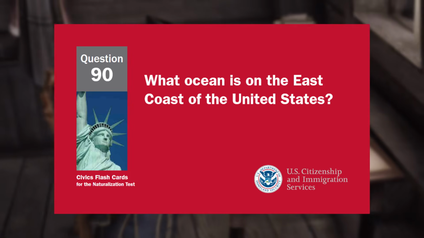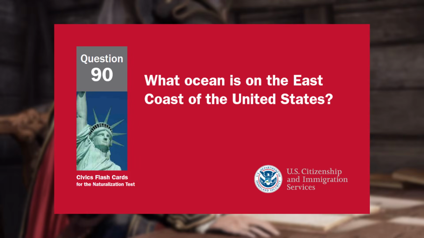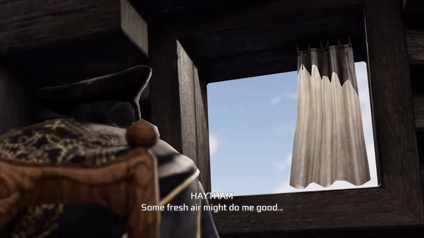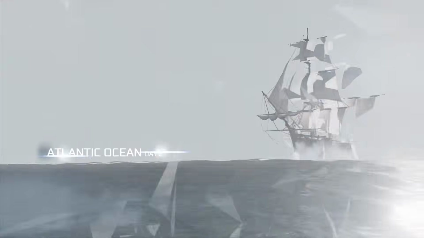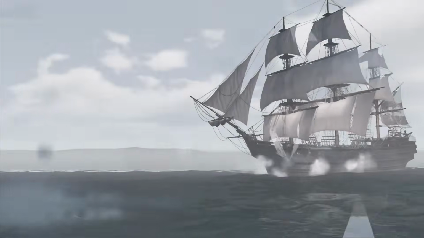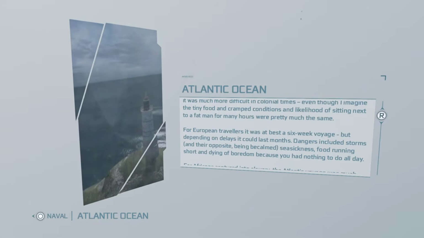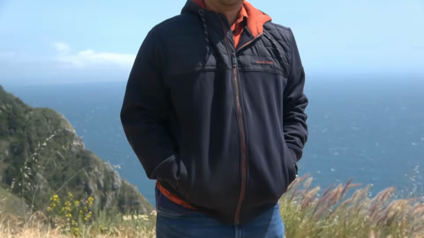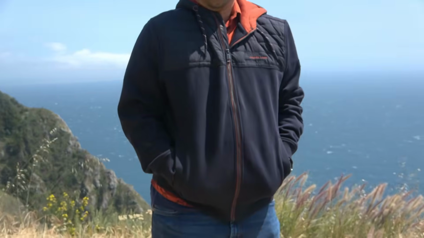There are 2 questions about which ocean borders the east coast of America and which borders the west. I nitpicked here. AC3 covers the first answer. Connor's father sails across the Atlantic to come to Massachusetts in the game's opening sequence. It doesn't cover the second, but you should probably know that one. No, I'm not going to be more specific.